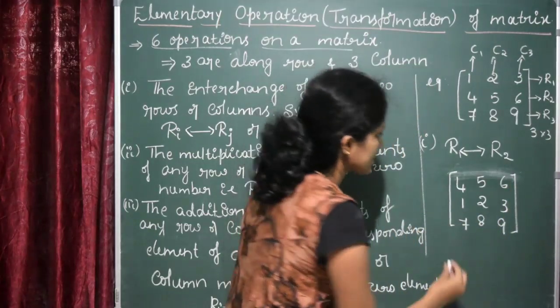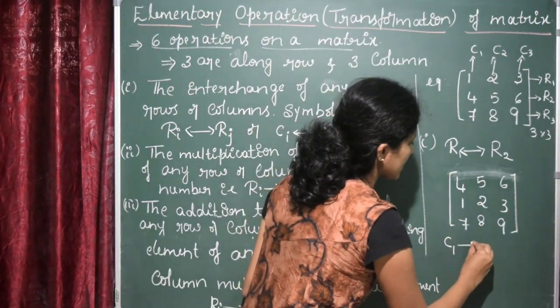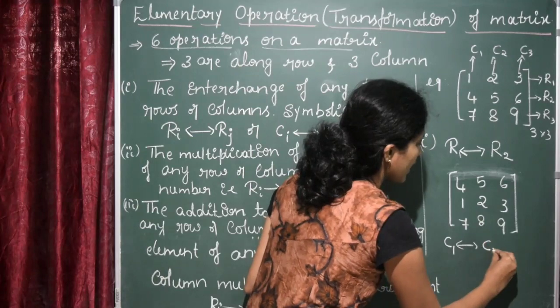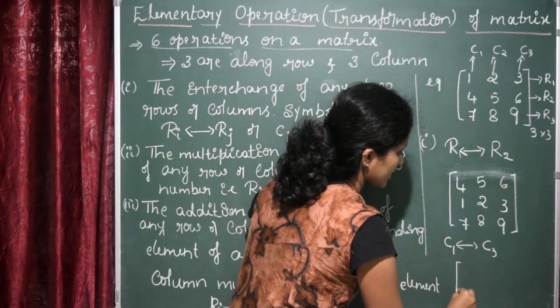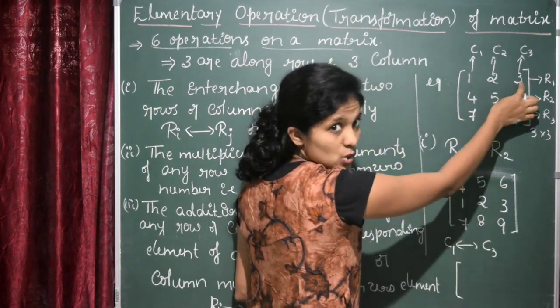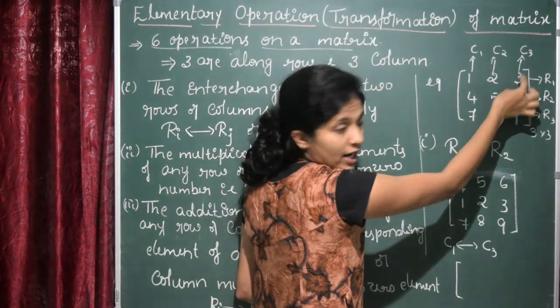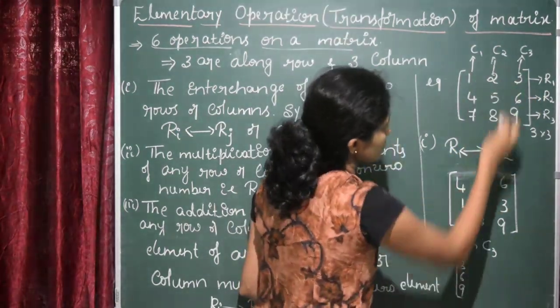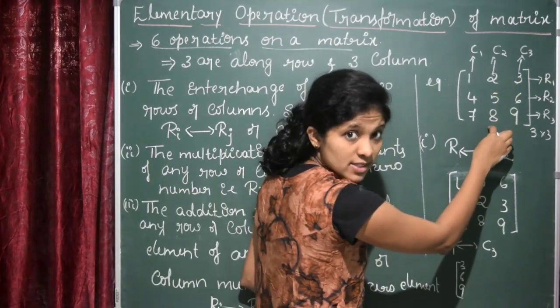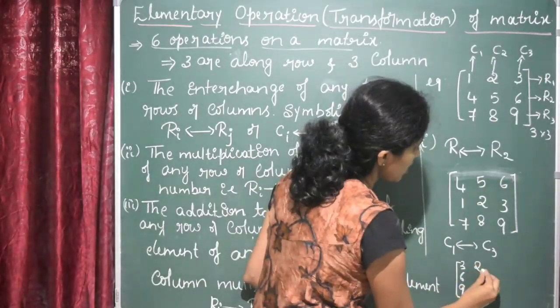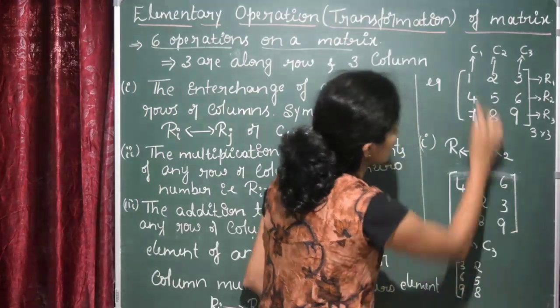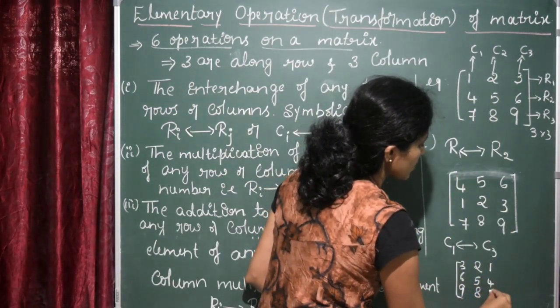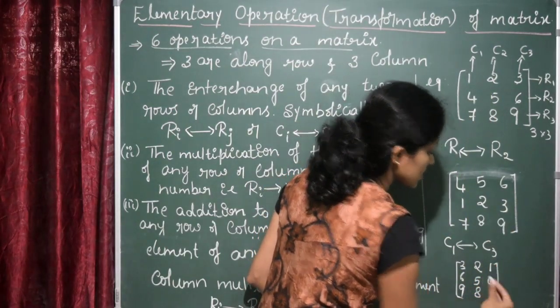Right? If I interchange any 2 columns, C1 is interchanged to C3. Now along the columns, this one I can write as C1 changes to C3. First I have written C3, right? So this will be now 3, 6, 9. Next, C2 is as it is, that is 2, 5, 8. Last one will be 1, 4, 7. I hope you understood this one.